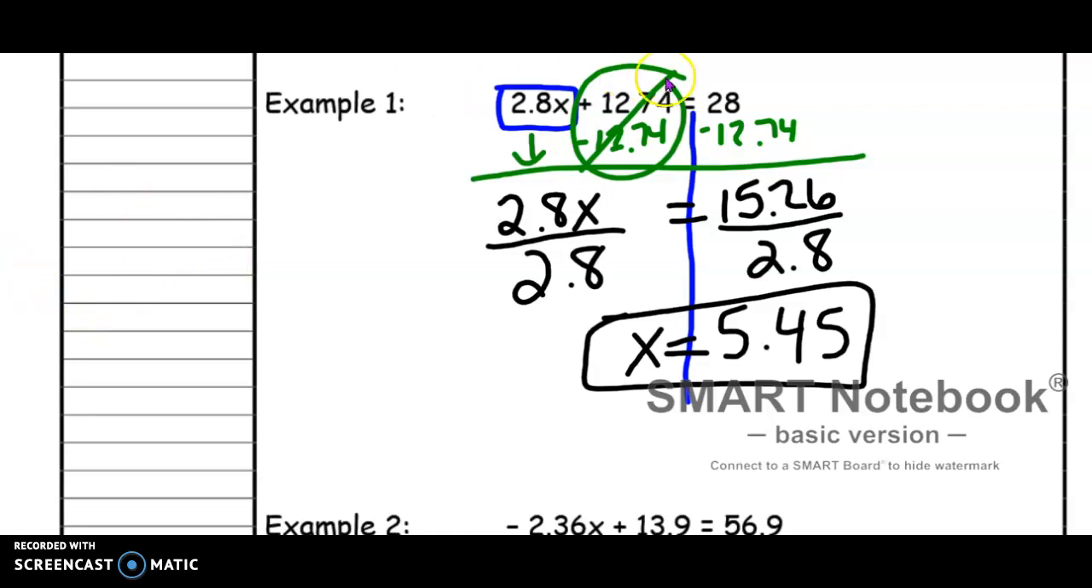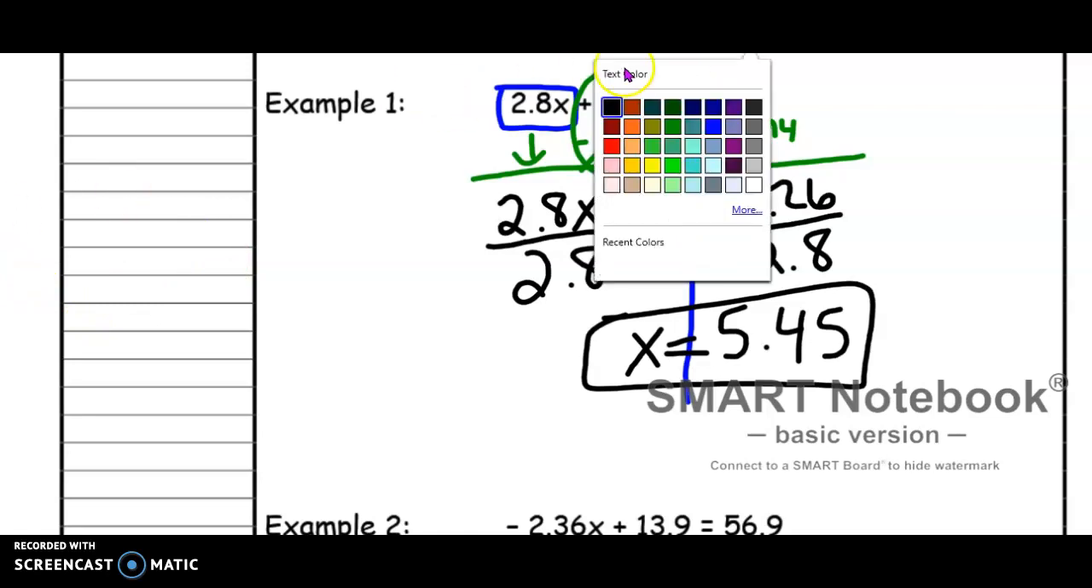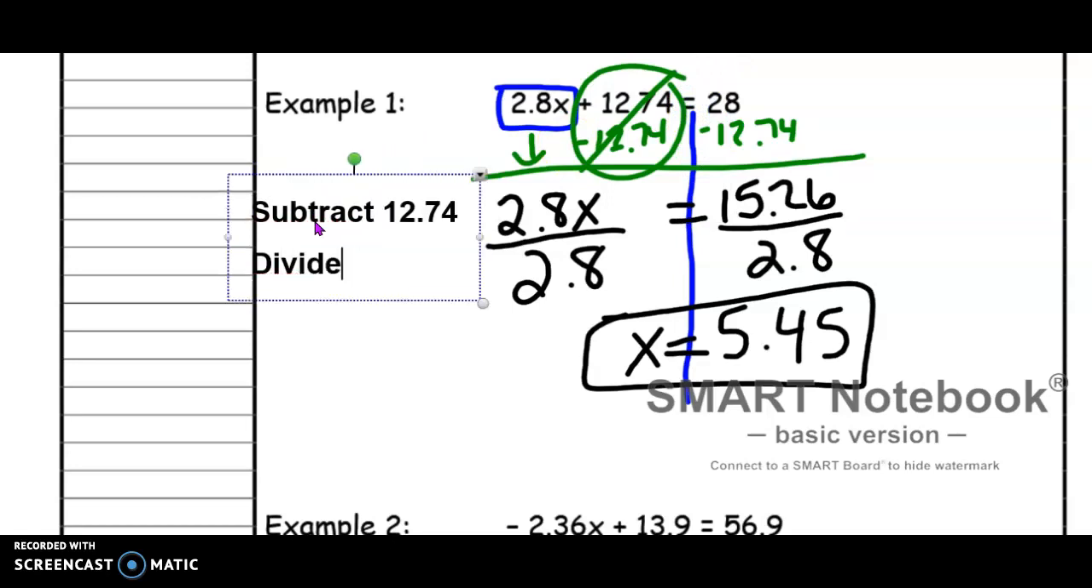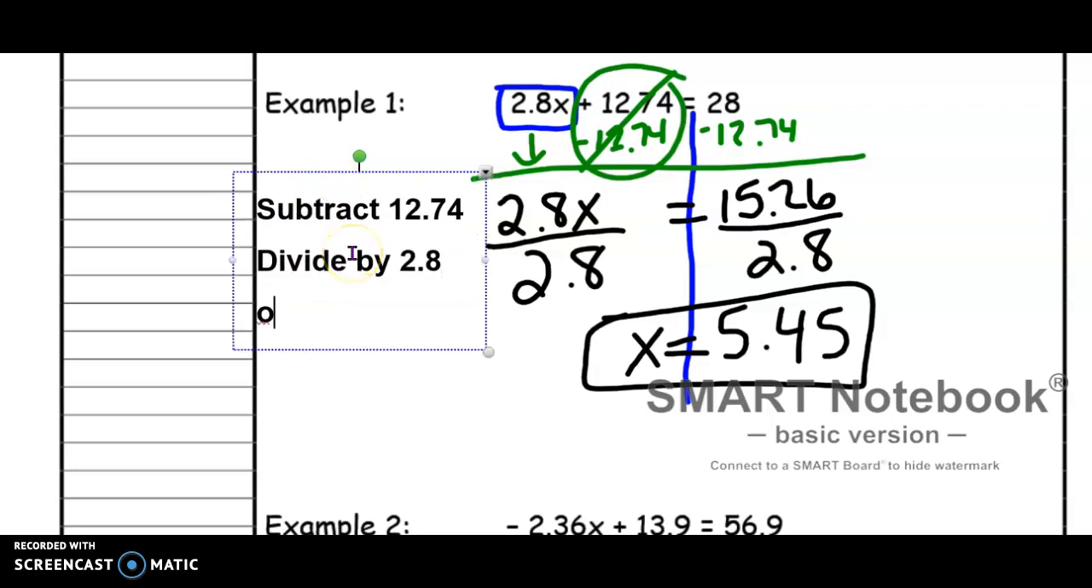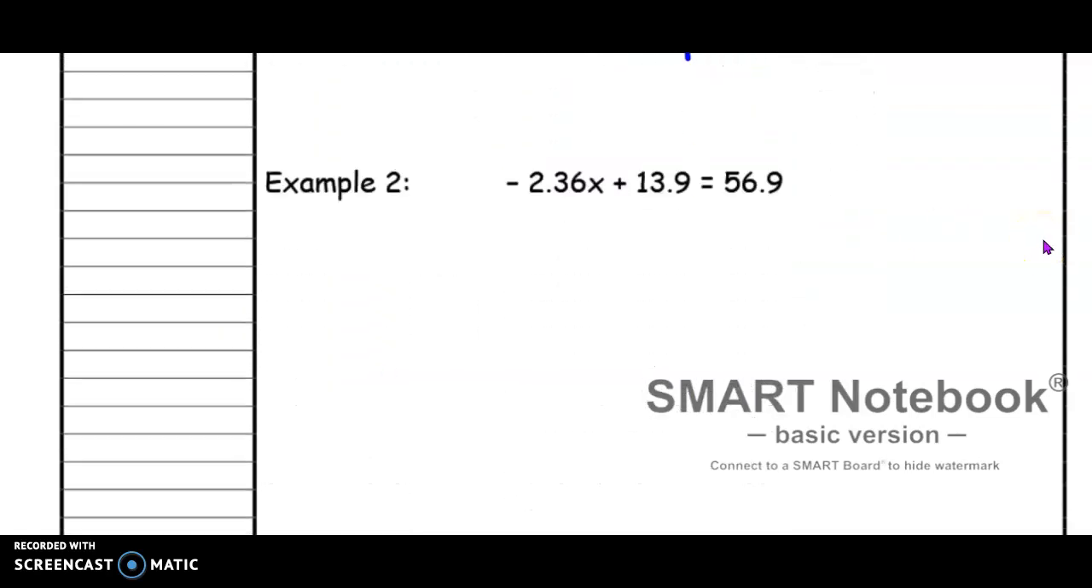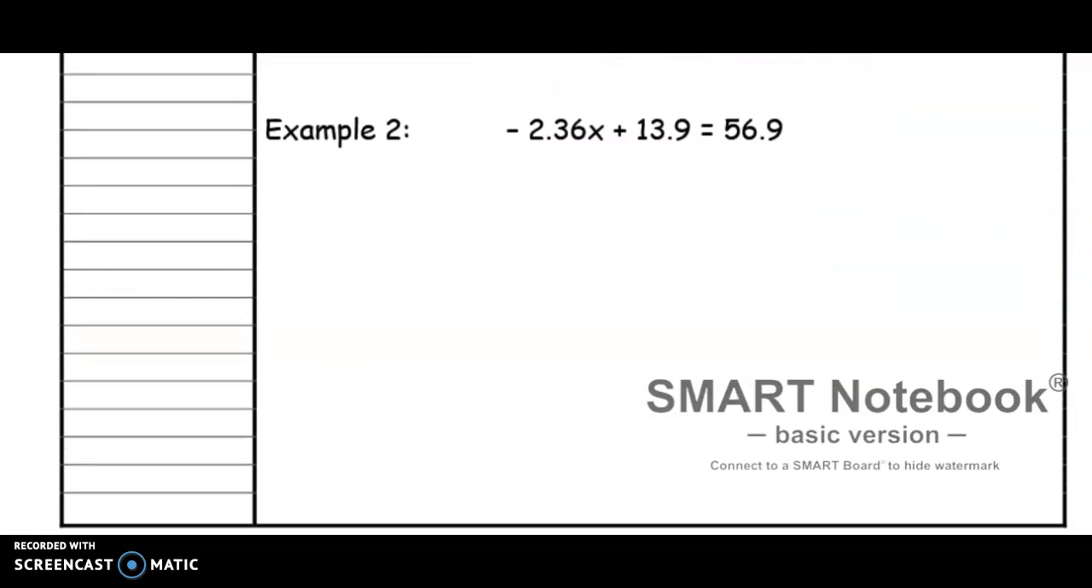So our two steps that we did in this equation are, let's just jot these down. We subtract 12.74, and then we divide by 2.8 on both sides. Okay, that's it.